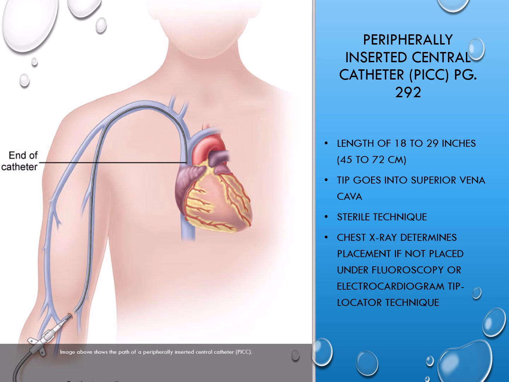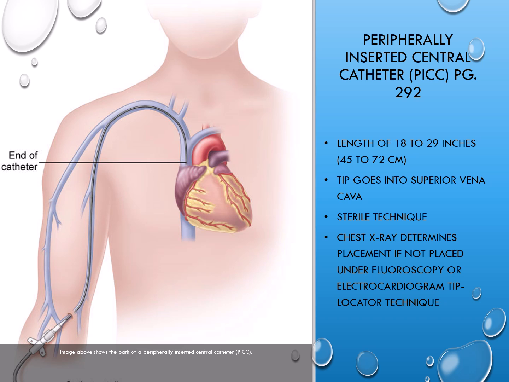Peripherally inserted central catheter, or PICC line. The length is about 18 to 29 inches, 45 to 72 centimeters. The tip goes into the superior vena cava. There is a sterile technique used for insertion to reduce the risk for catheter-related bloodstream infection.